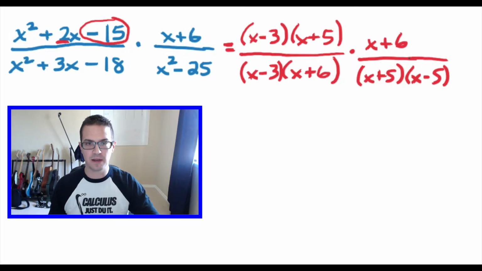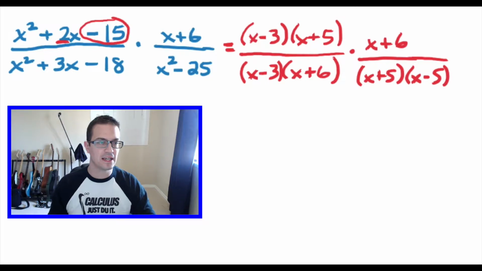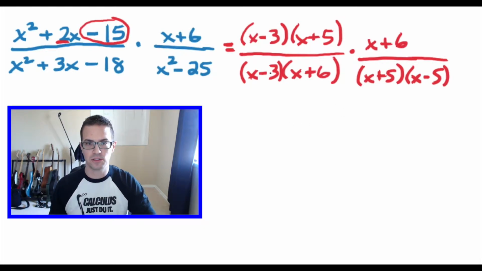Now we can really do some simplifying here. If you notice the x minus 3 over x minus 3, that's actually going to cancel out. So I can put lines through it like this, and then it's just going to be 1 over 1. This x plus 6, same thing, you can simplify that with this x plus 6 right here. This x plus 5 over this x plus 5 as well.